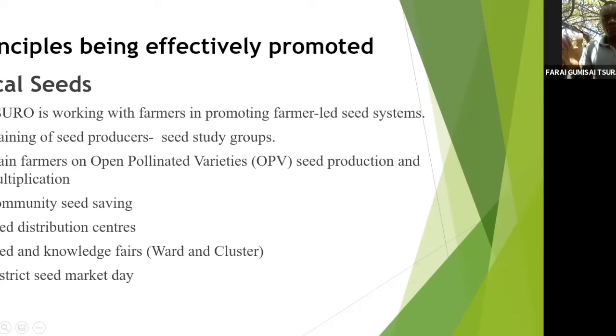During this district seed market day, we see all farmers within Chimanimani district coming together and sharing experiences as well. As I've said earlier, Chimanimani has different agroecological regions. So during this time, farmers come together and discuss the problems they are facing, with the main idea of having our district be food secure. That is the core business here. Once farmers discuss, they talk about how to grow the seeds, management practices in the field, and so on. That is on the district seed market day.